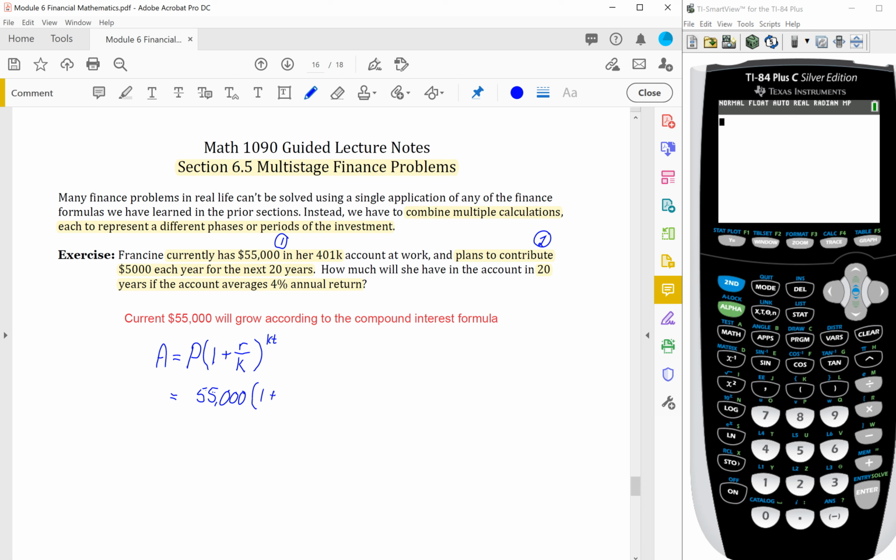One plus, now her interest rate we said was 4% written as a decimal, divided by the number of times that she's compounding, and we're going to say that she's compounded yearly. Every year this happens, so divided by 1, raised to the 1, you're doing it once per year for 20 years.